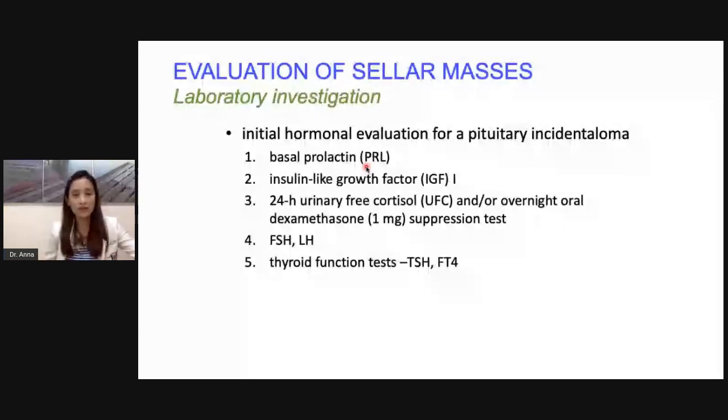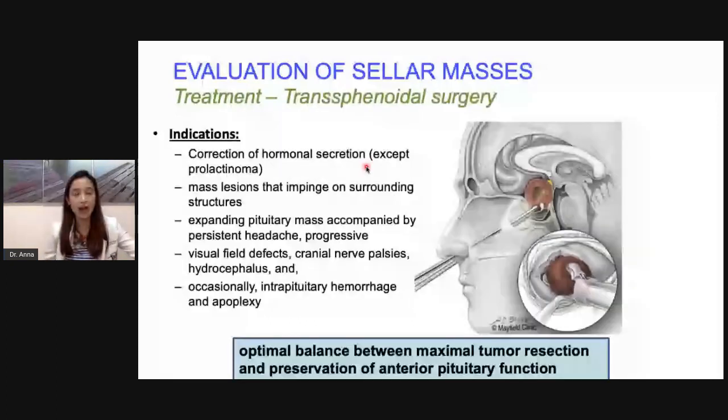So how do we treat patients with sellar masses? After evaluating whether this patient has hormone excess or not, we then decide whether this patient needs surgery or not. So if it's a prolactinoma, of course, we do medical management first. But if it's not, then we can consider doing surgery. And the most common surgery that neurosurgeons do is a transsphenoidal surgery. So what is transsphenoidal surgery? They insert instruments through your nose, to your sphenoid bone, and approach the pituitary over there, so that it will only be minimally invasive.